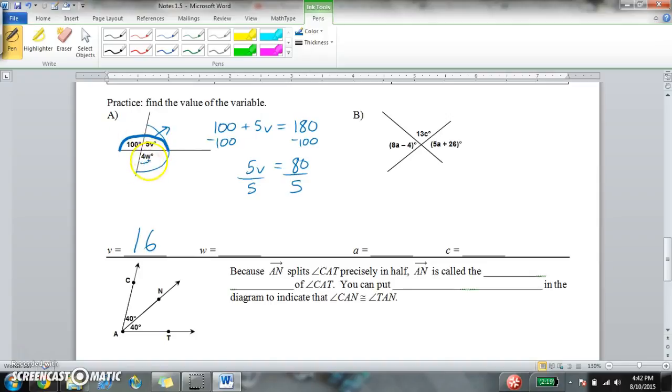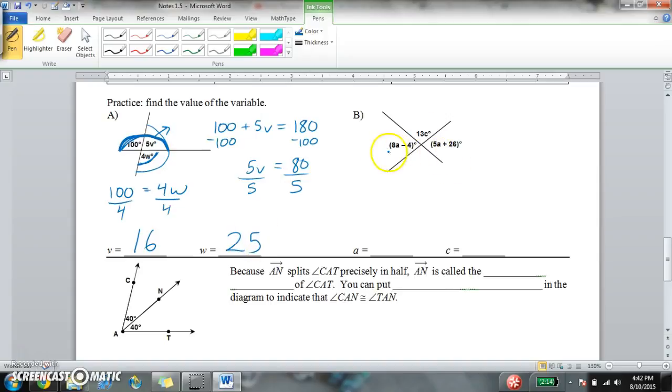Or I could look at 4w and 100 and say, oh look, those are vertical angles, therefore I know they must be congruent. So we've got to keep straight that vertical angles are congruent and a linear pair adds up to 180 degrees. Those are two different things. So I know these two angles are vertical, therefore they're congruent. So instead of adding them up and setting them equal to something, I'm going to set them equal to each other. So 100 equals 4w, divide by 4 to solve for w, w equals 25.